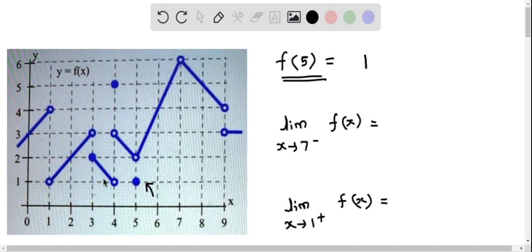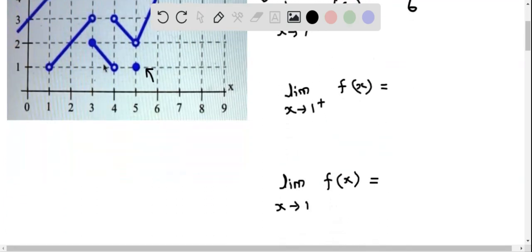Now let's answer this. That is the limit as x approaches 7 from the left of f of x. So looking at the graph of the function, we have x approaching 7 from the left. So it is basically in this direction. And when x approaches 7 from the left, we see that f of x is approaching 6 because this value is closer to 6. So we see that this limit equals 6.